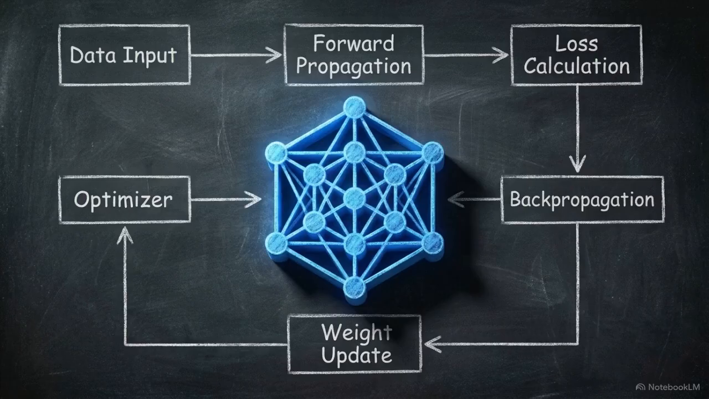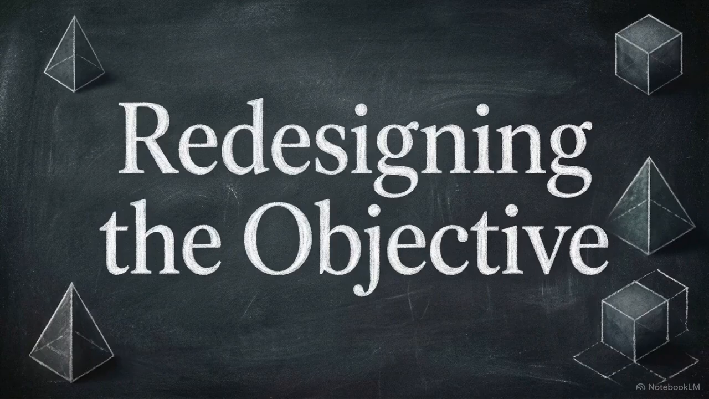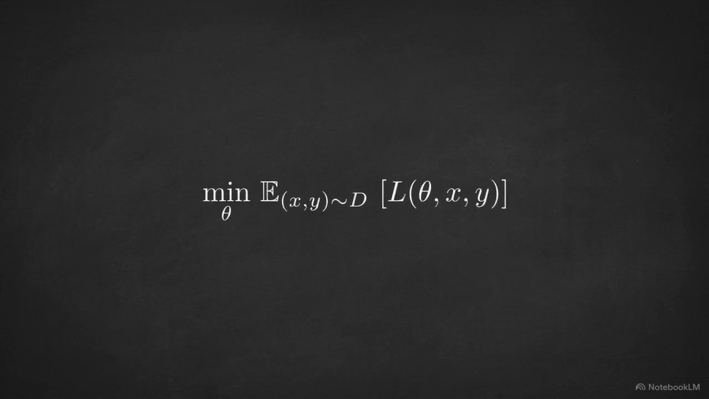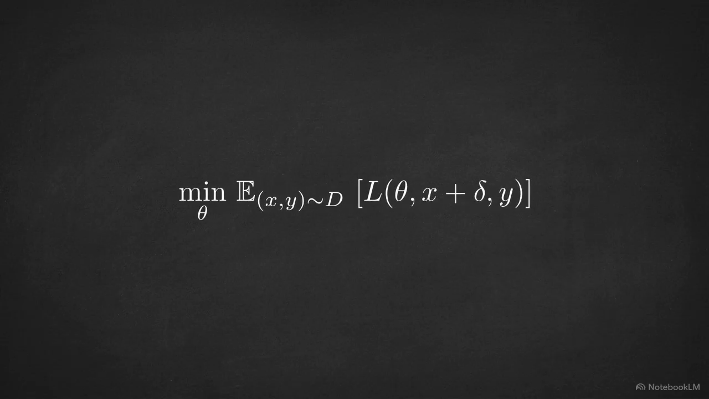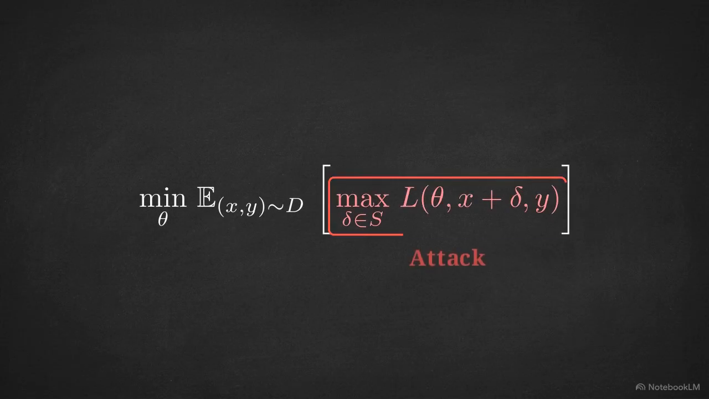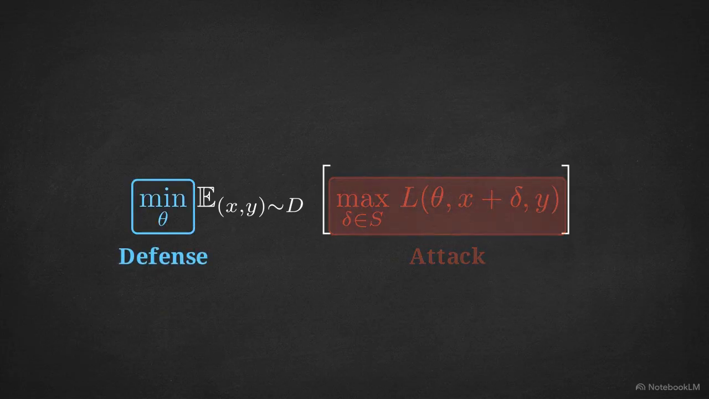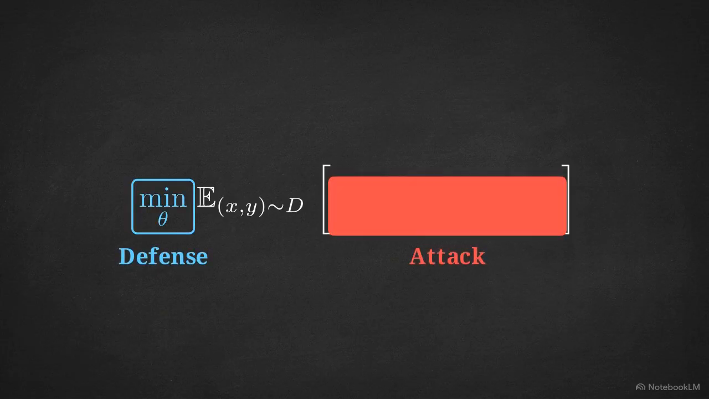We have to restructure the training objective itself to account for worst-case manipulations. This restructuring leads to a saddle point, or min-max formulation. We modify the ERM formula by inserting a maximum function into the loss. This inner maximization represents the attack, where an adversary finds the perturbation, delta, that maximizes the loss. The outer minimization is the defense, finding the parameters, theta, that minimize that adversarial loss.